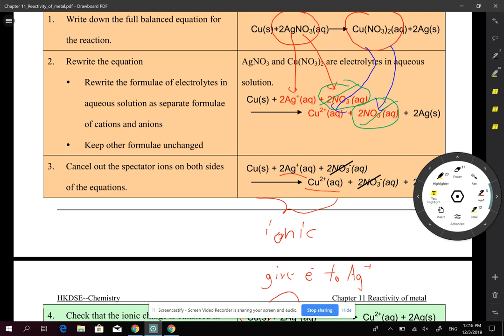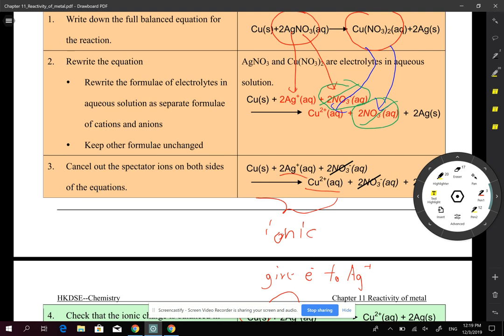Okay, after looking at 3 examples, can you rewrite the equation in a faster way? We use, for example, magnesium plus silver nitrate. The original equation becomes magnesium nitrate and 2 silver. Can you rewrite it immediately without writing down 3 equations?